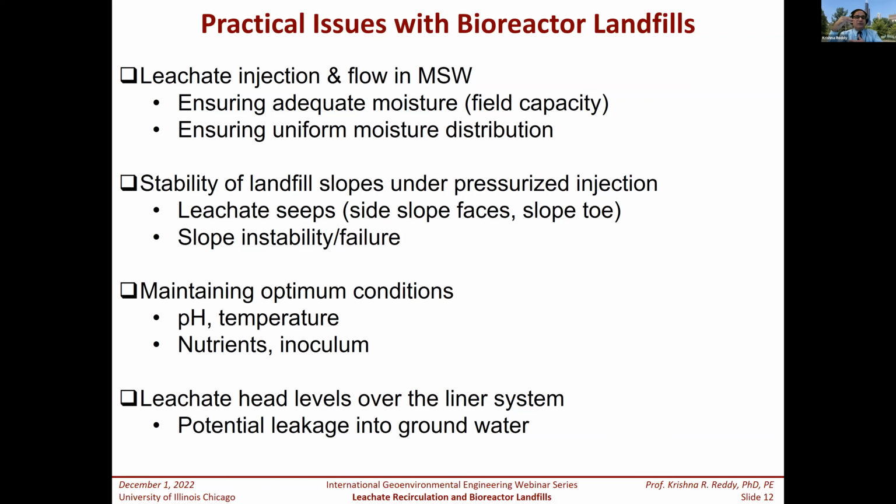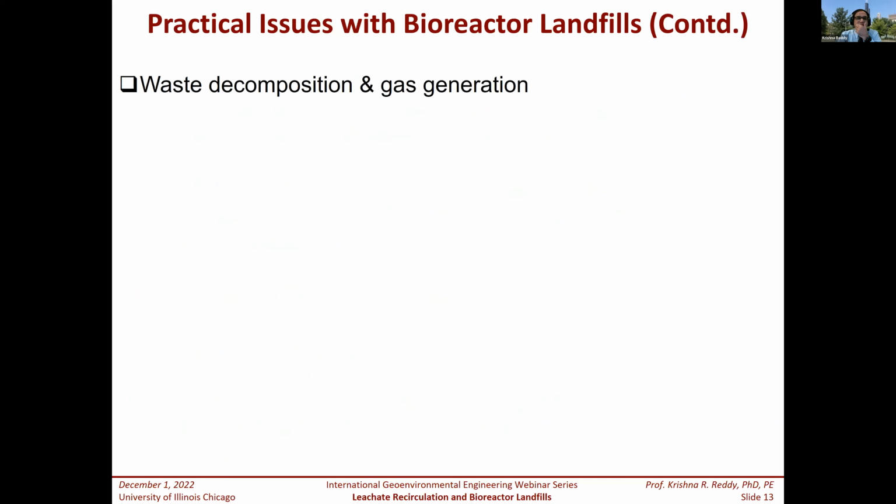Because if you have more than 1 foot of leachate, there is a potential for leakage into the groundwater because of the high hydraulic gradient across the liner. So you have to be able to remove the leachate. So how do you handle all these things? Also a practical concern.